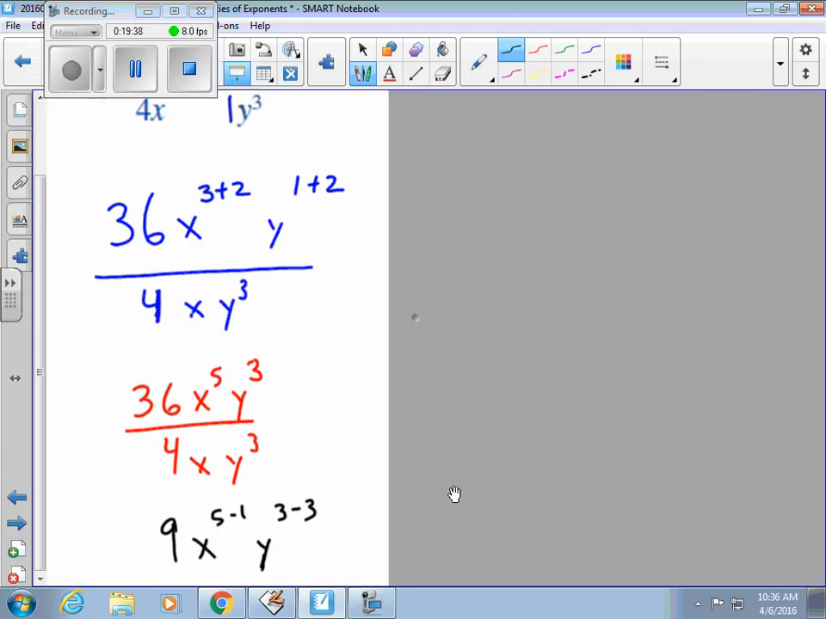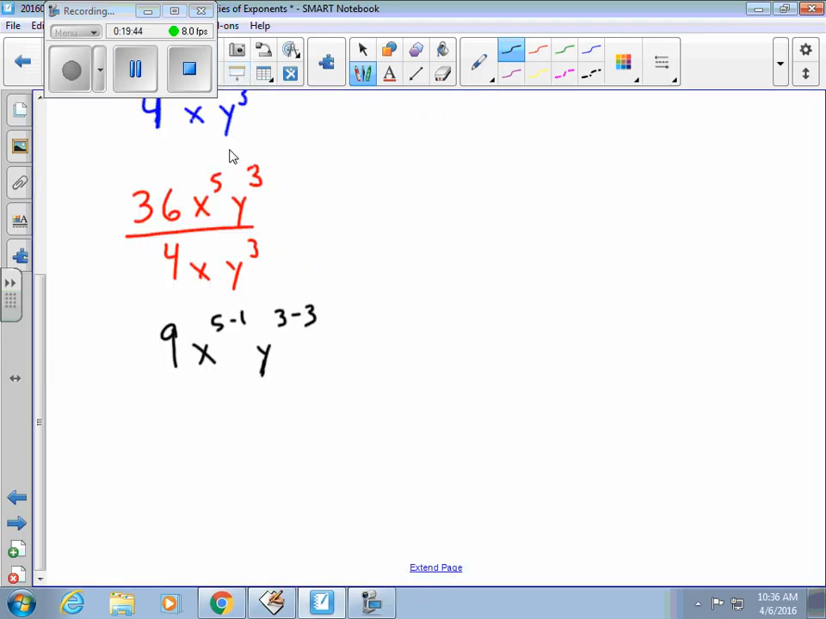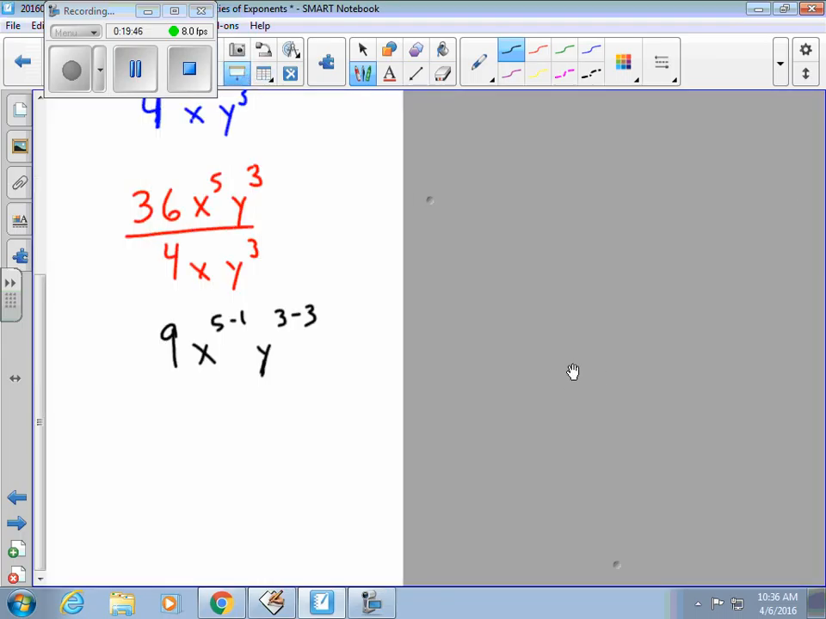So you have 5 minus 1 and 3 minus 3. So it's 9. x to the 5 minus 1 is x to the 4th. And y to the 3 minus 3 is y to the 0. Remember, anything to the 0 power, in this case here, is simply 1. You're multiplying it times 1. 9x to the 4th times 1 is simply 9x to the 4th.